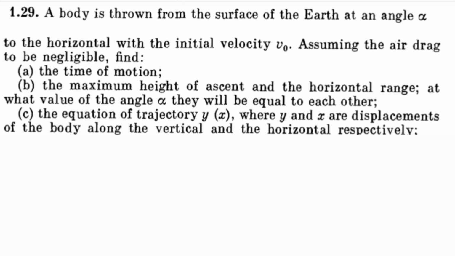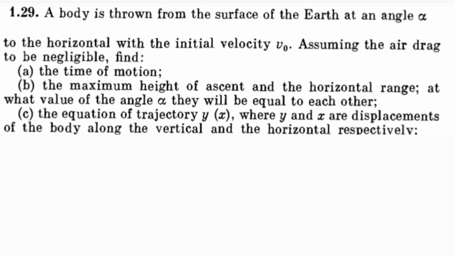So we are dealing with the fifth problem in this segment, and the fifth problem is problem number 1.29. If we consider this problem, the problem is stating a body is thrown from the surface of the earth at an angle alpha to the horizontal with the initial velocity v0.